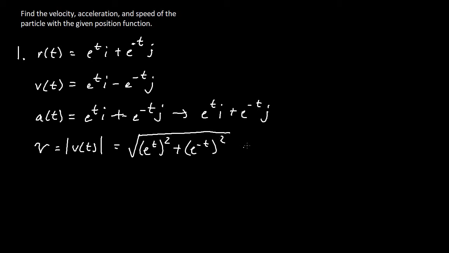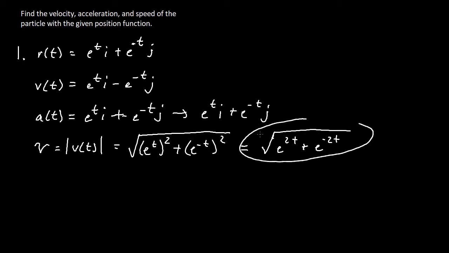When we evaluate, e to the t squared can be rewritten as e to the 2t, because when you have a power to a power you can multiply. So we get the square root of e to the 2t plus e to the negative 2t. That is going to be the final answer for the speed of the particle.